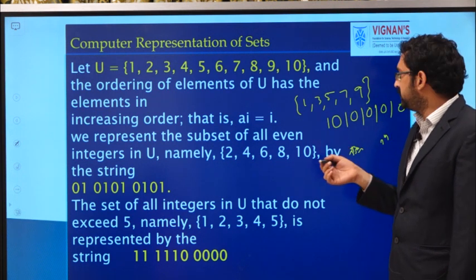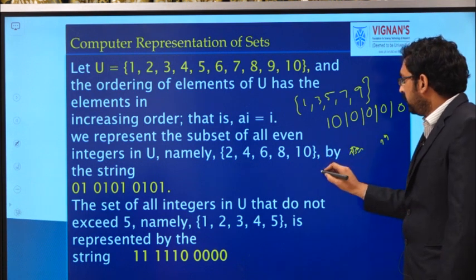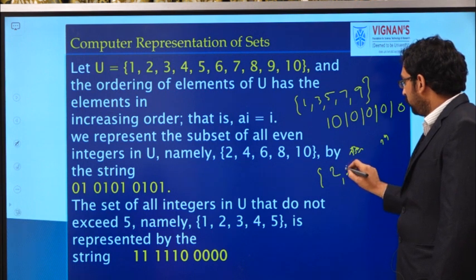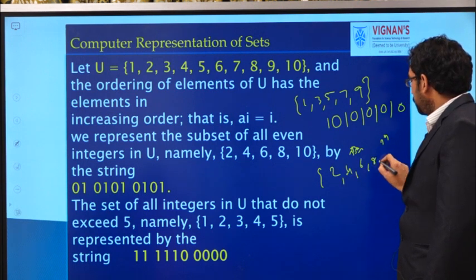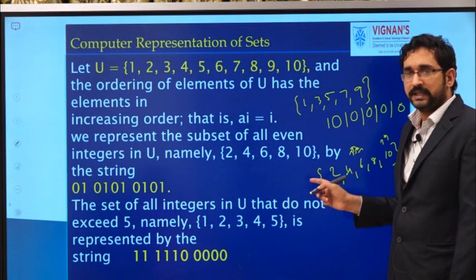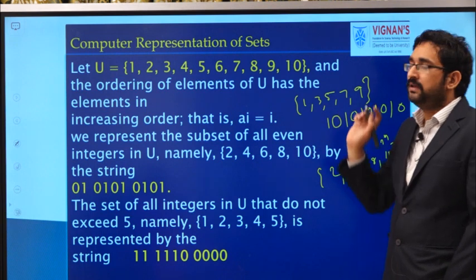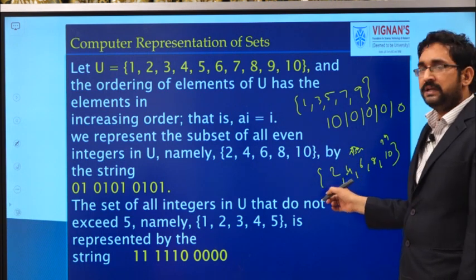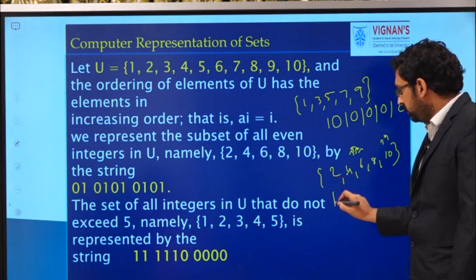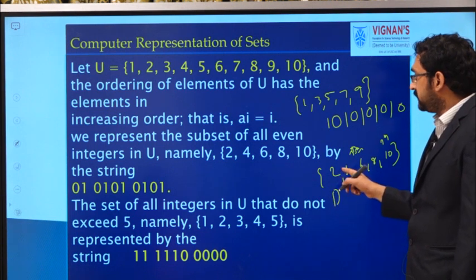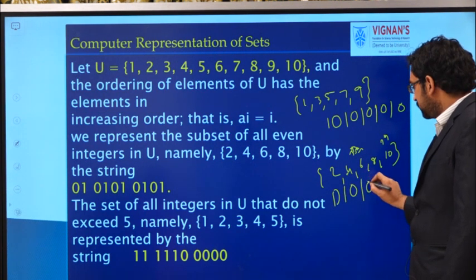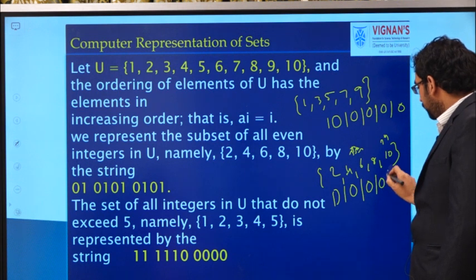In the case of even integers, reverse. What will be the set of all even integers here? 2, 4, 6, 8, 10. That is the set of all even positive integers for the universal set. If we represent it using a bit string, as 1 is not in the subset, it will be represented by 0, 2 is present here, hence 1, 3 is not present, 4 is present, 5 is not there, 6, 7, 0, 8, 1.